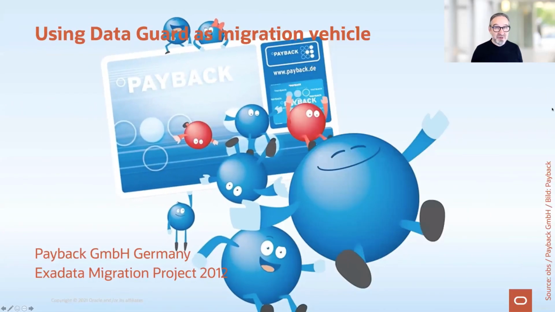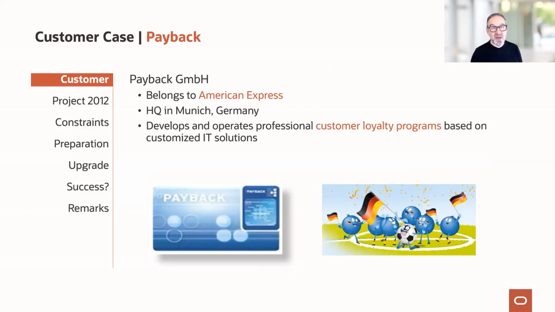And so it's time for a short customer example. Even though that project happened many years ago, it shows us a good example of how you can use DataGuard as a migration vehicle. So the customer here is Payback, and Payback belonged to American Express for a long while. They're headquartered here in Munich, and they run the largest customer loyalty program in the world with a card.